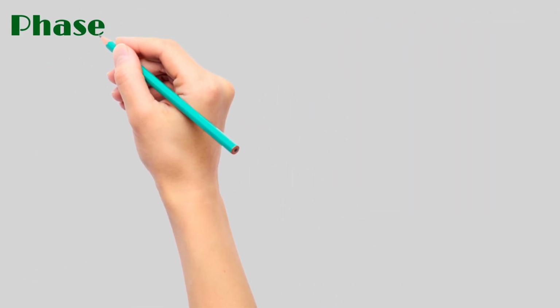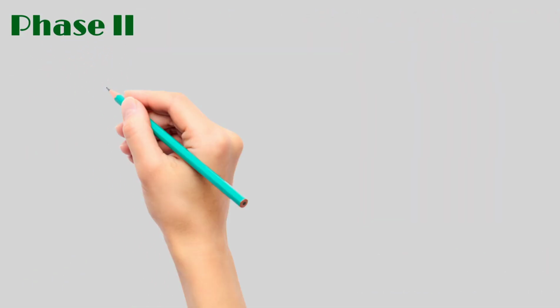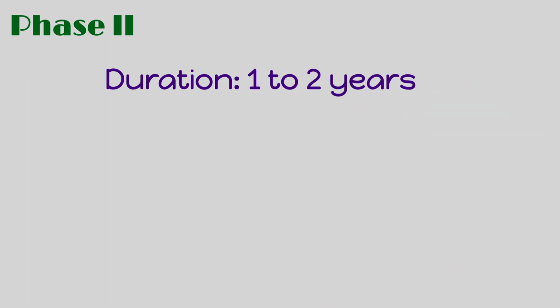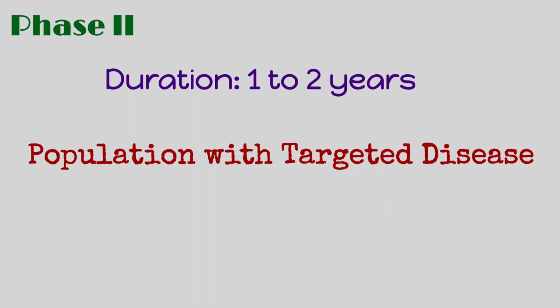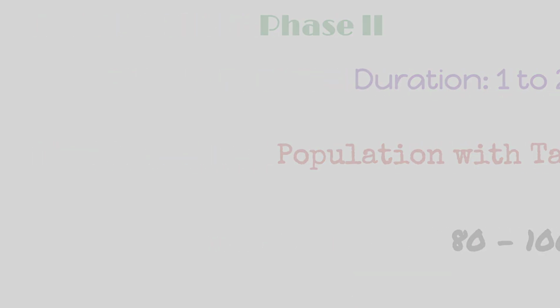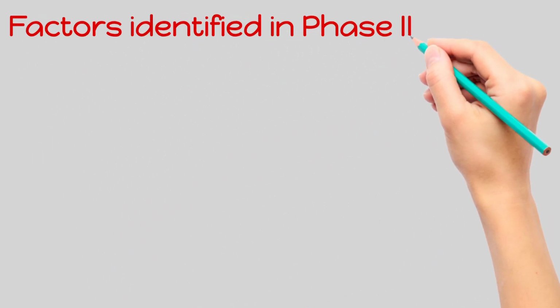Now let's move to phase 2 of clinical trials. Duration of this phase is approximately 1 to 2 years. This study is conducted in population with targeted disease. Approximately 80 to 1000 subjects are used in the study. Now let's discuss factors identified in phase 2 study.